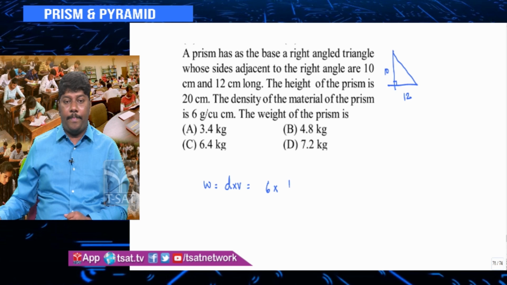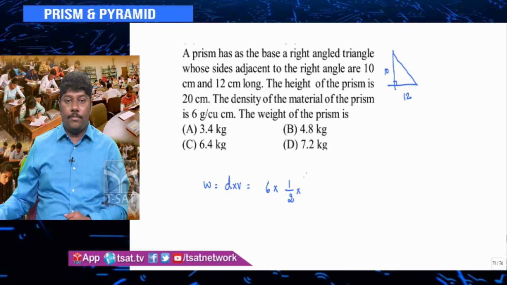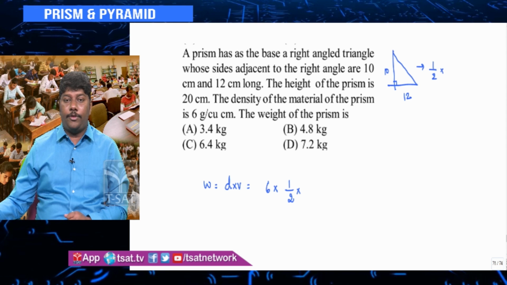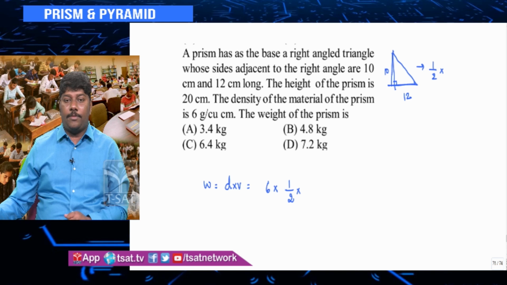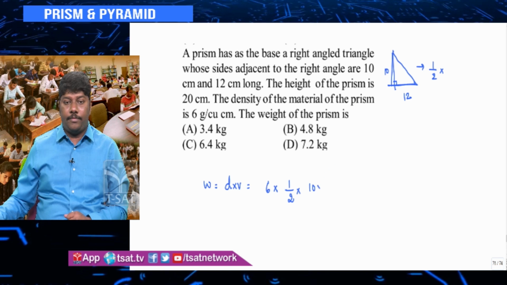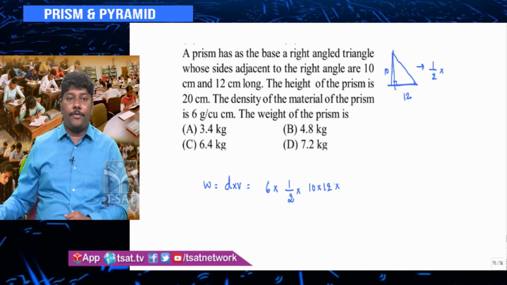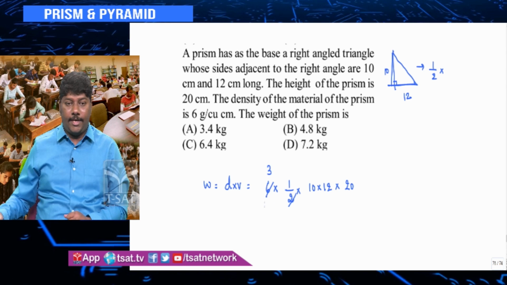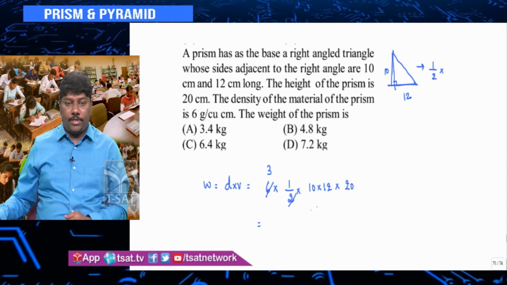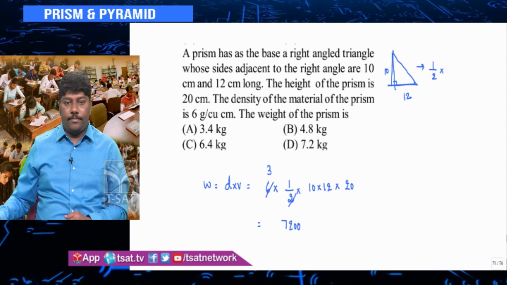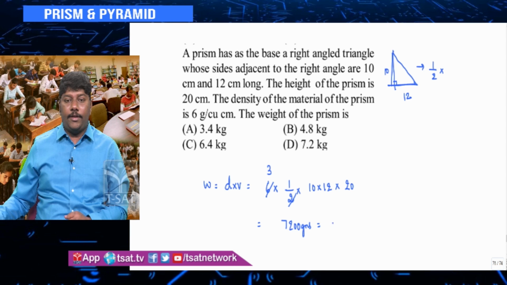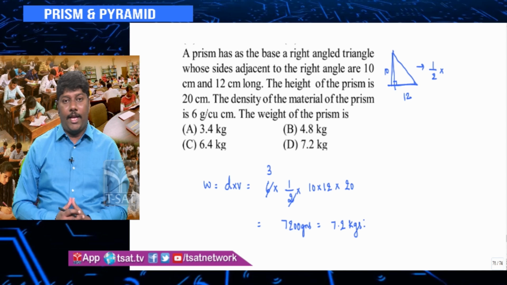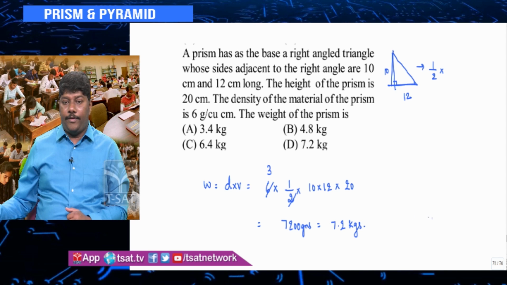Volume is base area into height. What is the area of a right angle triangle? Half into base into height. One side becomes base, one side becomes height. So it is half into 10 into 12 into the height of the prism. Height of the prism is 20. Cancel this. It is in grams. 36 into 2, 72. So 7200 grams. Convert it into kgs, it is 7.2 kgs. So the answer is 7.2 kg is the weight of the prism.